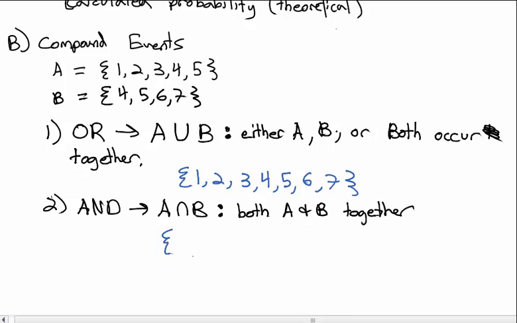So the values that are in both A and B, you notice 4 appears in both, and 5 appears in both.